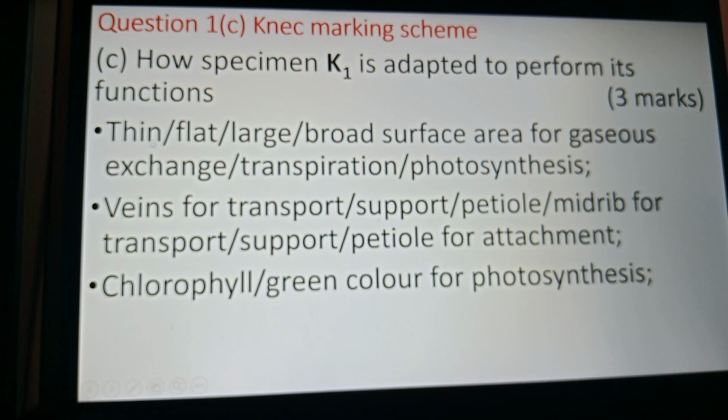For example, I can pick thin, broad surface area for gaseous exchange. Thin for gaseous exchange, or thin for transpiration, or thin for photosynthesis. Then broad surface area for gaseous exchange, broad surface area for transpiration, broad surface area for photosynthesis. Veins for transport, support, petiole for attachment.